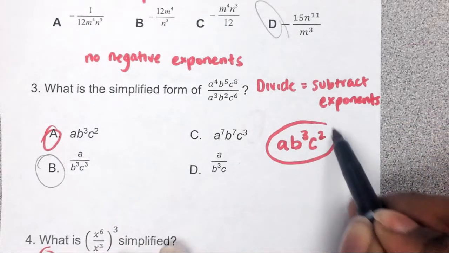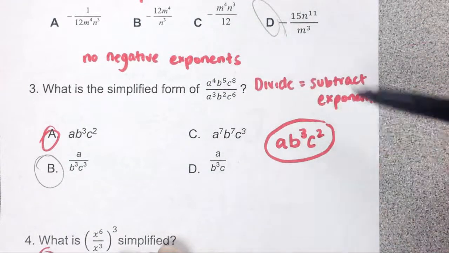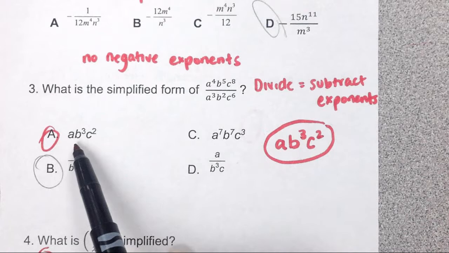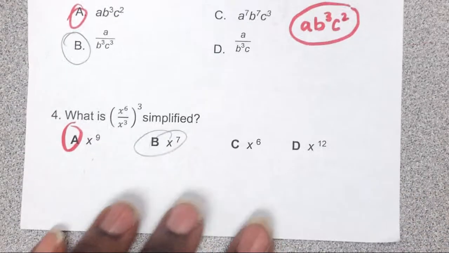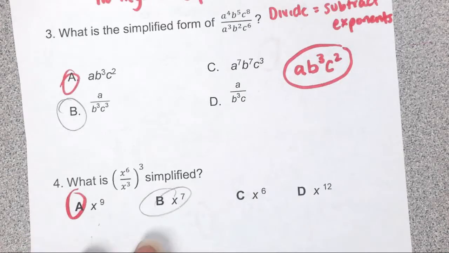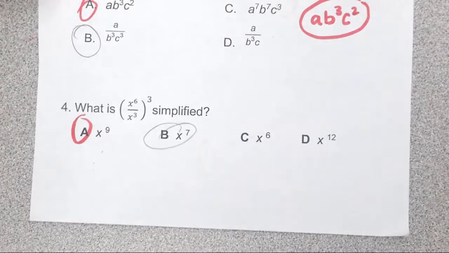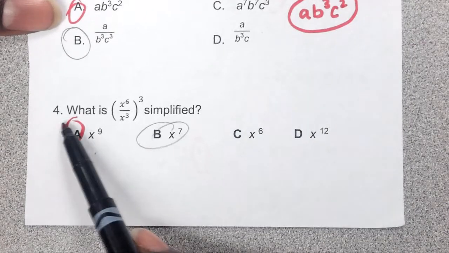And this should be my answer. And whenever I do the subtraction, it automatically goes to the top of the problem. So this answer should have been a, b to the 3rd, c to the 2. All right, so number 4.